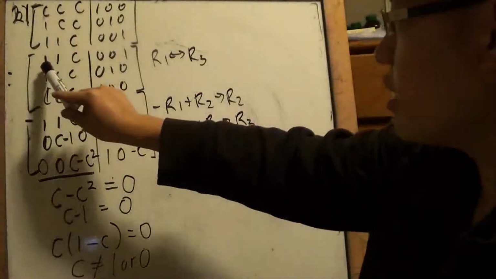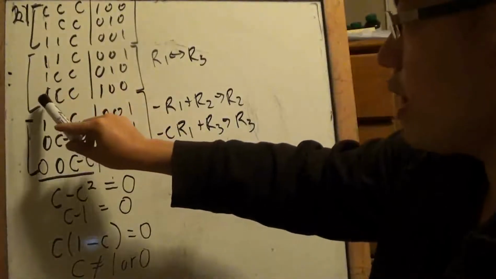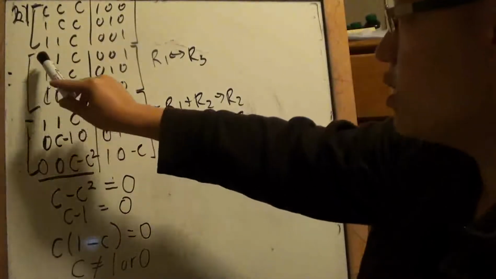This, you might have to think about a little bit. I was wondering, how do you use a number to get rid of a variable? And I realized, oh, you could just times it by the variable.